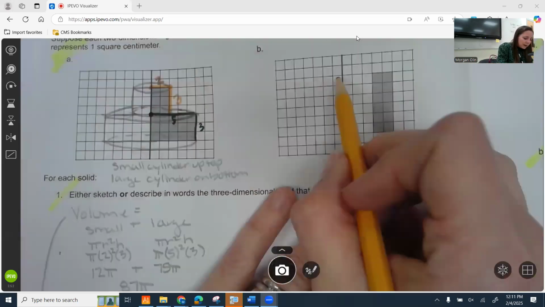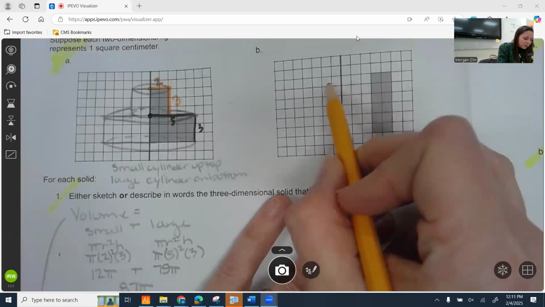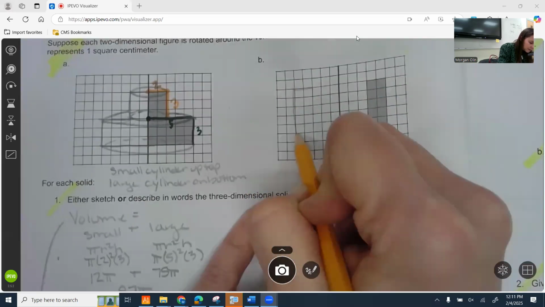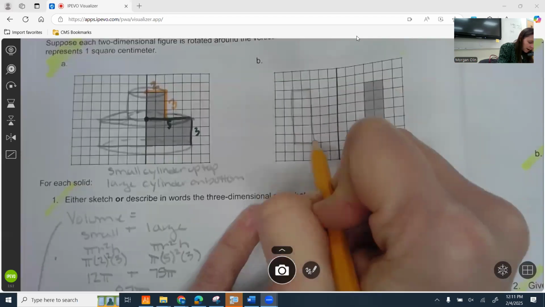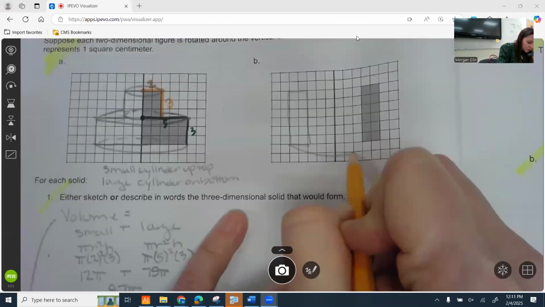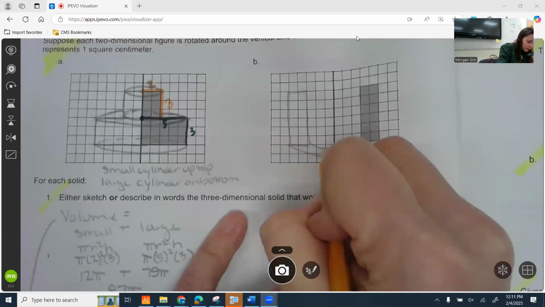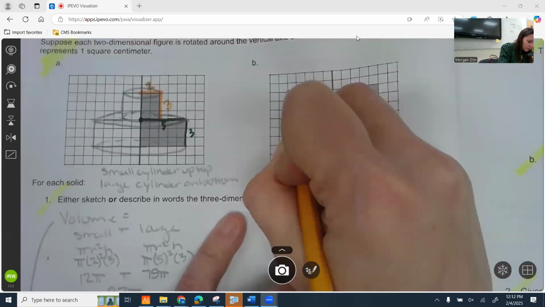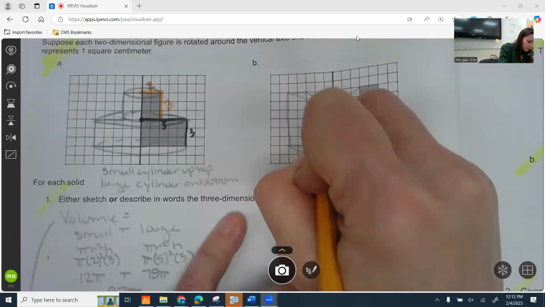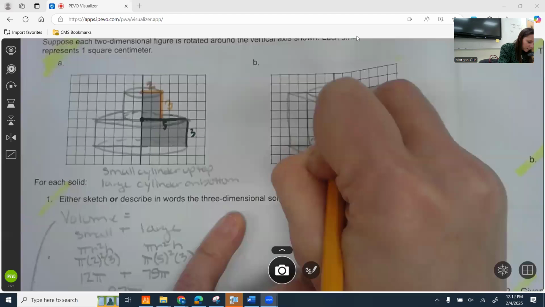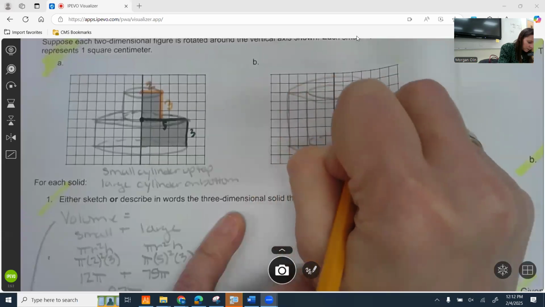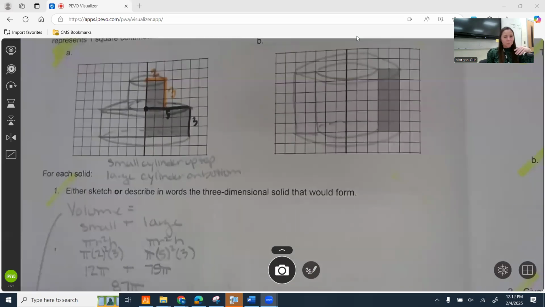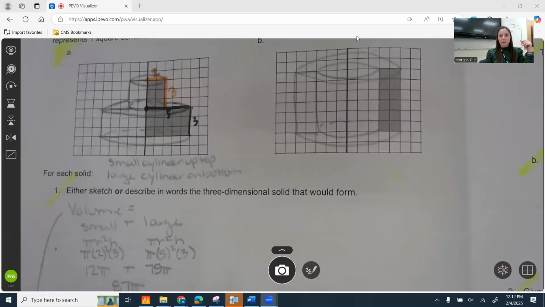Now here I'm rotating around this line, but do you see how there's space right here? We still want to leave that space. All right, and when we rotate it, it makes a circular motion like this. All right, here we go. Okay, well, what do you notice about this one? Do you remember that toilet paper roll that I mentioned yesterday?